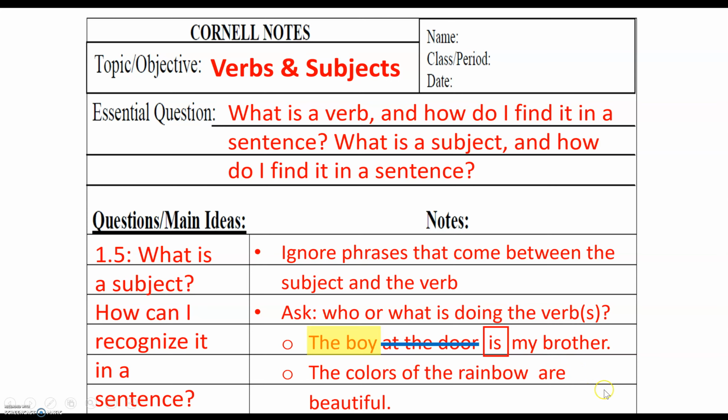Similar thing down here, the colors of the rainbow are beautiful. My verb is are, so I'm going to ask what are beautiful? It's not the rainbow, it's actually the colors, right? So notice a lot of the time what I'm crossing out are those things called prepositional phrases, or those things that start with words like at, of. But you don't necessarily need to know those. As long as you're asking who or what is doing the verb, you should be able to ignore those.